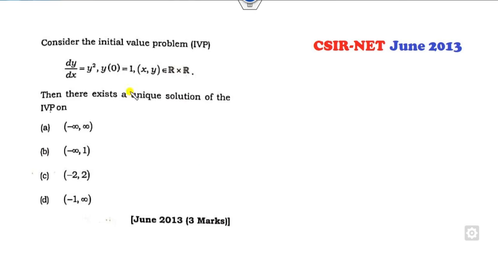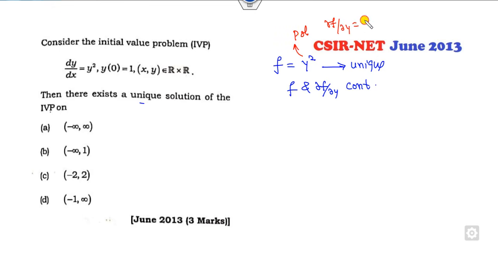Look at another one. Check whether the initial condition gives a unique solution or not. So clearly, what is f? When will it be the unique solution? If f and del f over del y are both continuous. Clearly this is a polynomial. If I find that del f by del y is 2y, it is also a polynomial function. Both polynomials are always continuous, so yes, it implies a unique solution exists.